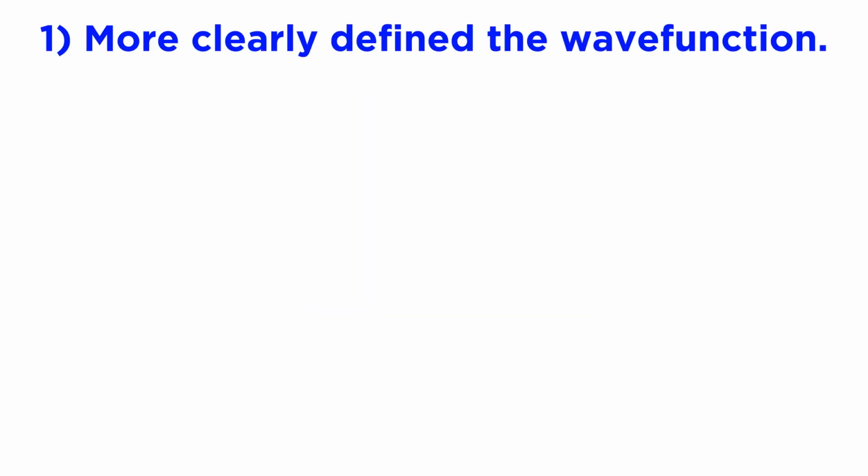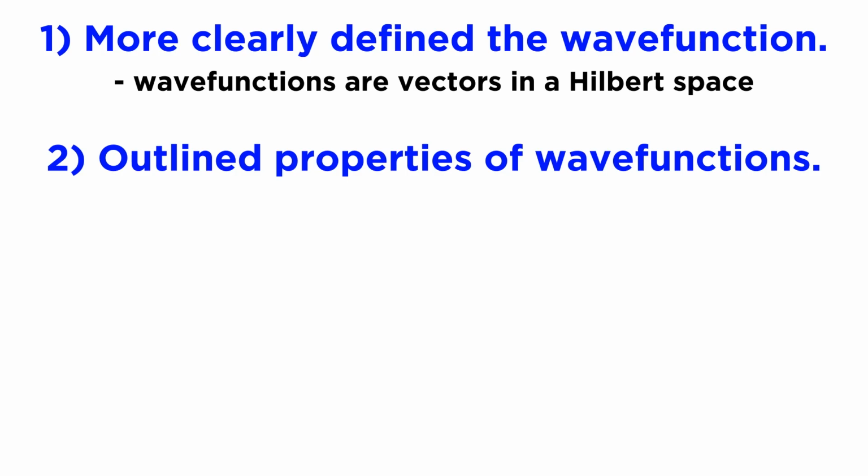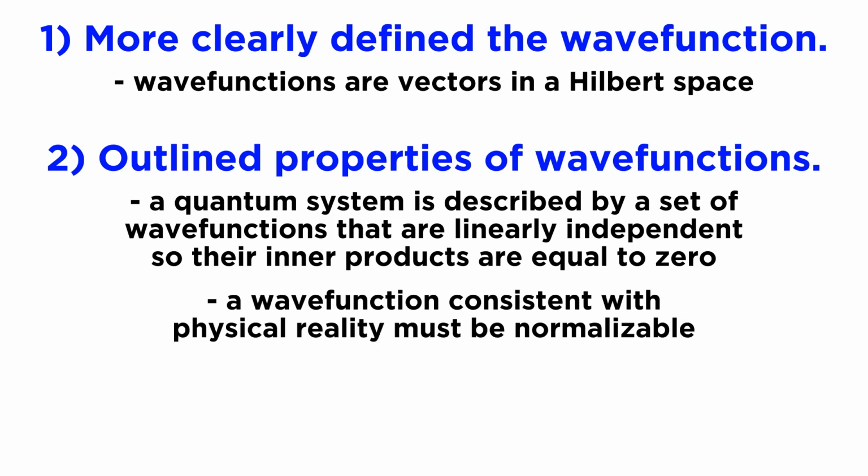In this tutorial, we did several things. First, we more clearly defined what a wave function is from both a conceptual and mathematical standpoint. We learned that wave functions are a special type of vector living in something called a Hilbert space. Next, we outlined the most important properties of wave functions, namely that a quantum system is described by a set of wave functions that are linearly independent, meaning that their inner products are zero, except for their self-inner product. Then we stated that a wave function consistent with physical reality must be normalizable, meaning that its inner product with itself must be equal to 1.